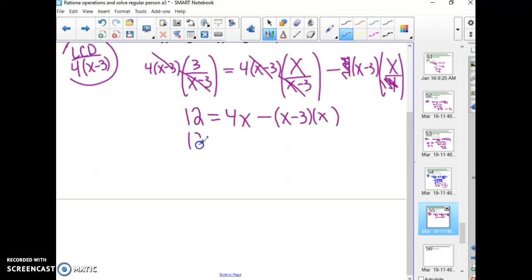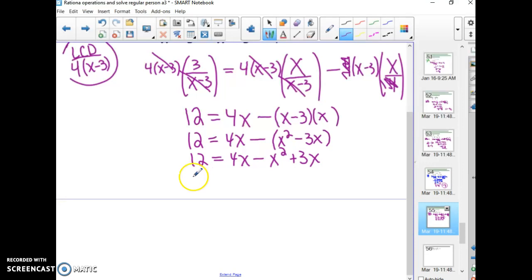So I'm going to get 12 is equal to a 4x minus x times x is a x squared. And then when I do that, that's minus a 3 what? X. So just setting myself up again, I'm going to rewrite this. So I got 4x. Got to distribute the negative. Negative x squared plus 3x is equal to 12.